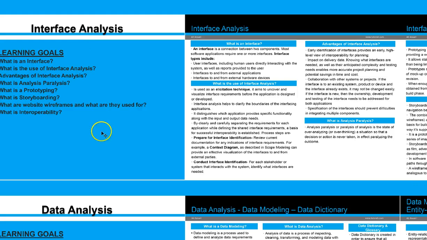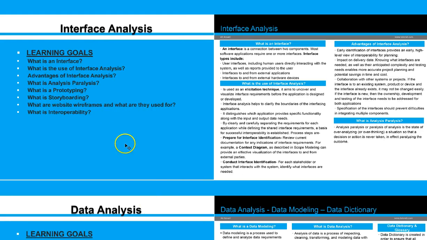Then we have the interface analysis. What is the interface? What is the use of interface analysis? Advantages of interface analysis. What is analysis paralysis? If you are analyzing way more than required and you're not going anywhere, then that is called analysis paralysis. What is prototyping? You make a model of the product, that is prototyping. Then what is storyboarding? You write a storyboard of the events that are going to happen.